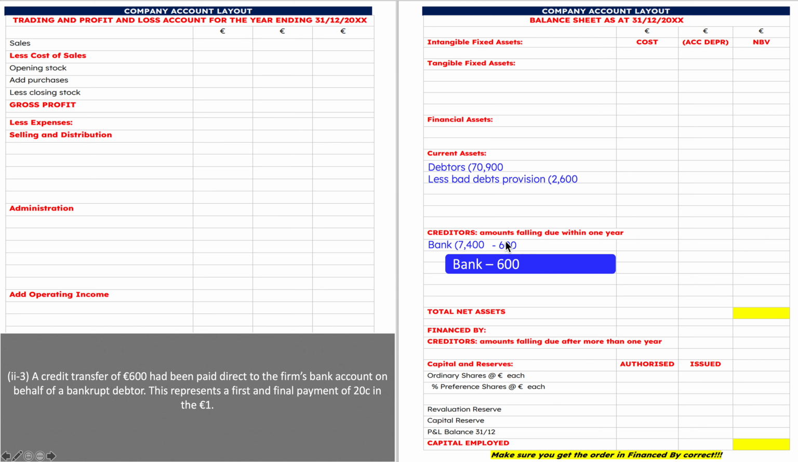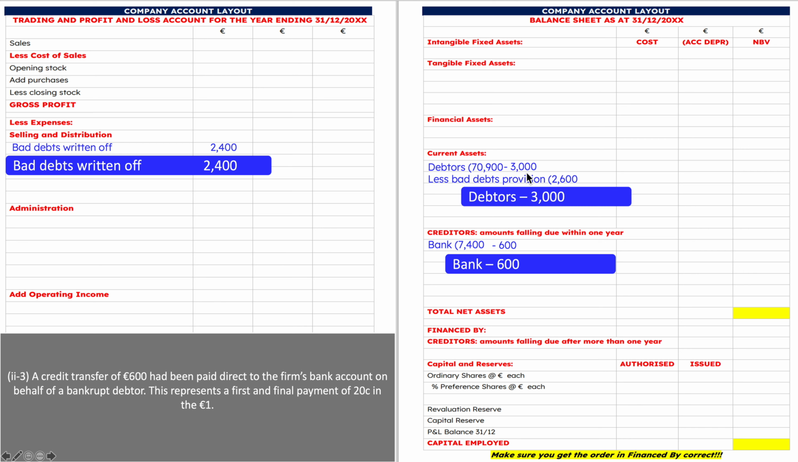So the €600 represents a first and final payment of 20 cents in the €1. So 600 is 20%. So the 80%, it's going to be bad debts written off. So 2,400. So 600 divided by 20 multiplied by 80 gives us 2,400. So that is what we're never going to receive. Then we minus the entire amount from our debtors, €3,000 there.